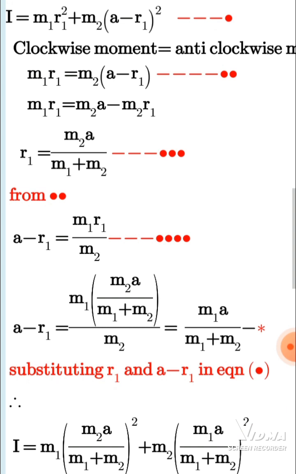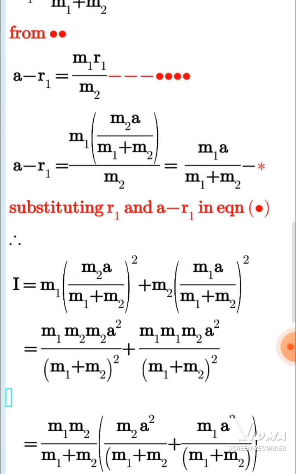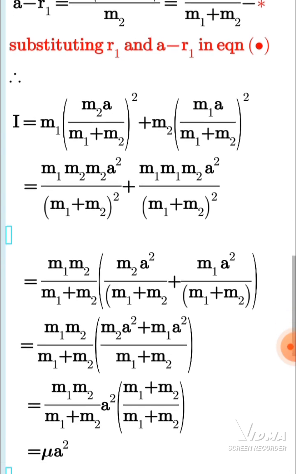So substituting r1 and a minus r1, recalling that they are the respective distances of the two masses, back into equation 1, which is m1 r1 squared plus m2 r2 squared, where r2 squared is now a minus r1 all squared. Then we factorize out the necessary things. We have m1 m2 over m1 plus m2 factorized outside, leaving m2 a squared over m1 plus m2 plus m1 a squared over m1 plus m2. Then we go again with another factorization.